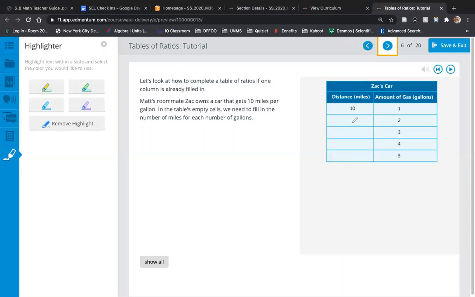I'll try to walk you through getting into Edmentum after I finish with the session, okay? So just follow along.